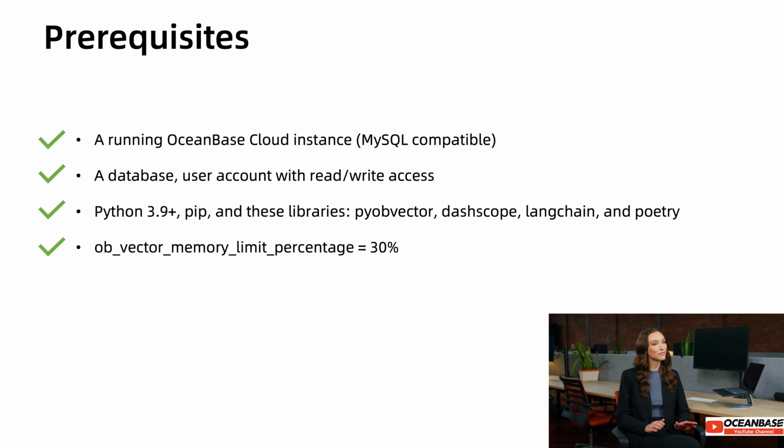And one more thing, don't forget to go into the OceanBase console and make sure to set the vector memory limit to 30% in your instance settings. The parameter name is ob_vector_memory_limit_percentage. This enables the vector retrieval feature on your instance. Once that's all set, you're good to go.